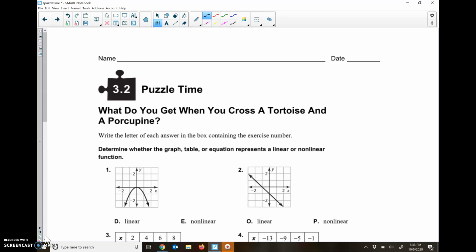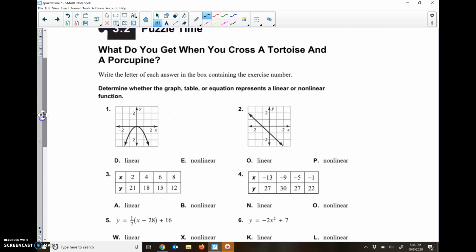So again, kind of like the last one, usually we just do a couple of these, but this one's kind of short, so we're going to go through them all. So determine whether the graph, table, or equation represents a linear or non-linear function.